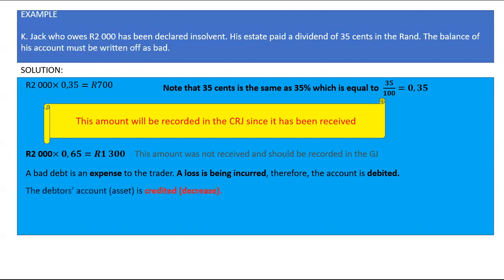And that completes our triple entry, which requires us to credit the debtor and also credit the debtors control and give rise to an expense, which is your bad debt.